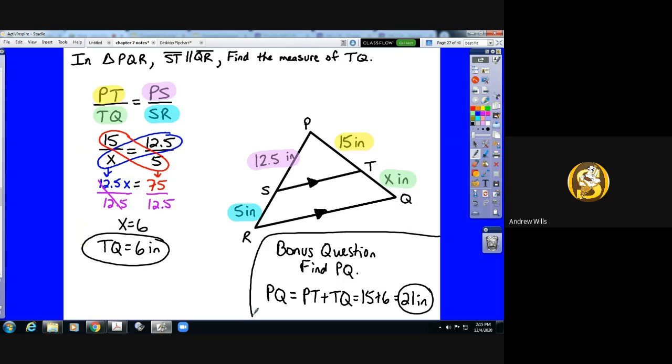No, it's not actually a bonus question. I just added it to the notes. That's way too easy for me to give you extra credit for.